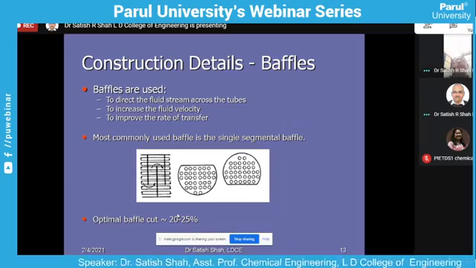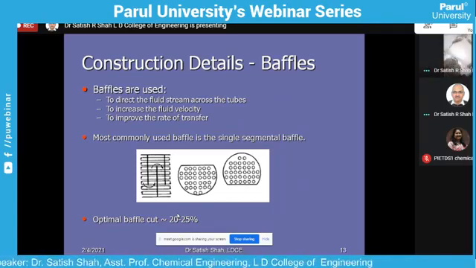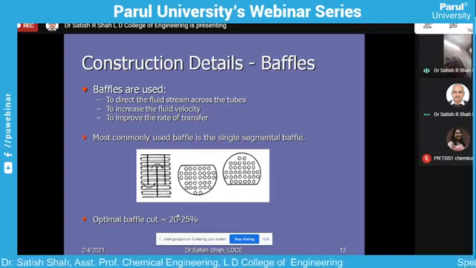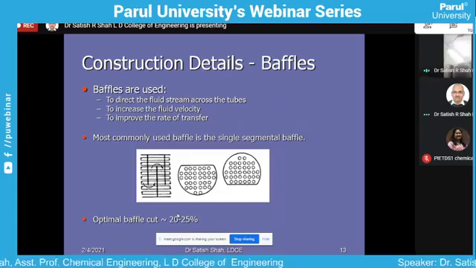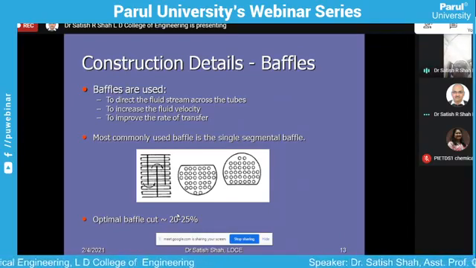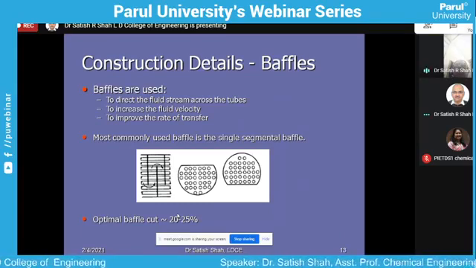Now, on the shell side we are using baffles. You must be knowing that. What is the purpose of using a baffle? The purpose is to direct the fluid stream across the tubes, to increase the fluid velocity and improve the rate of heat transfer. The most commonly used baffle is the single segmental baffle. There is also double segmental baffle, triple segmental baffle; everything is possible.